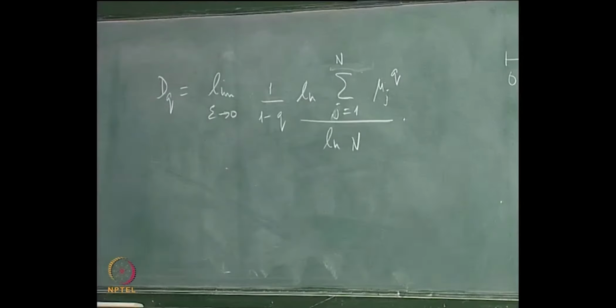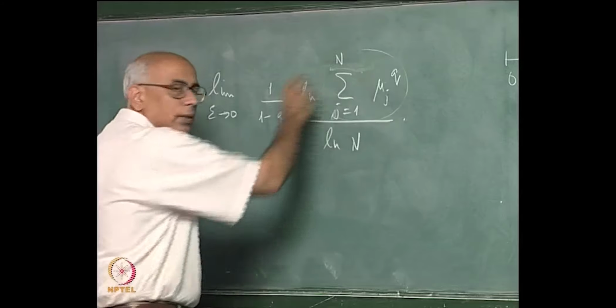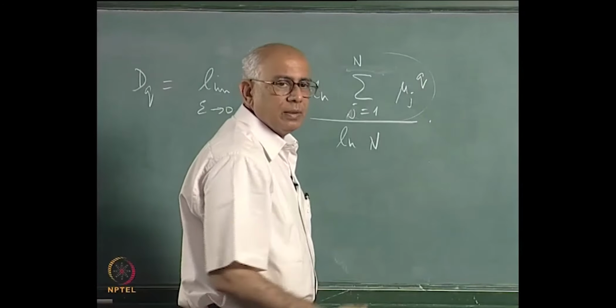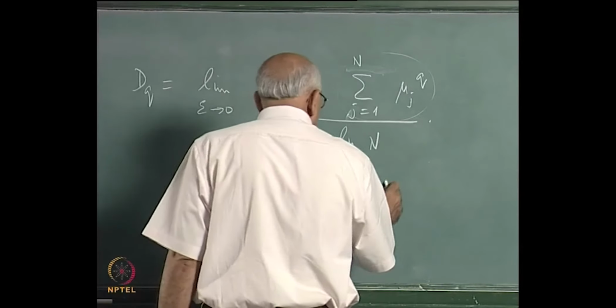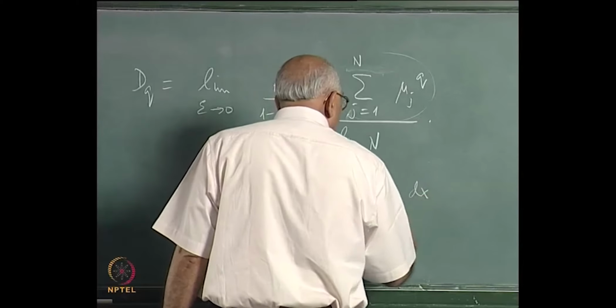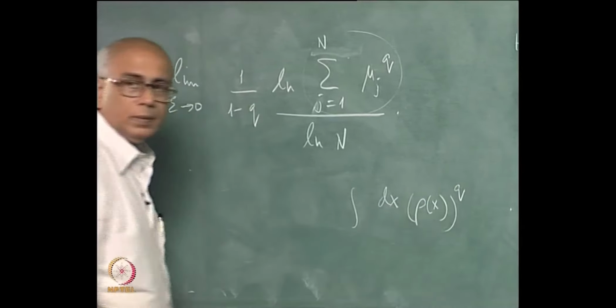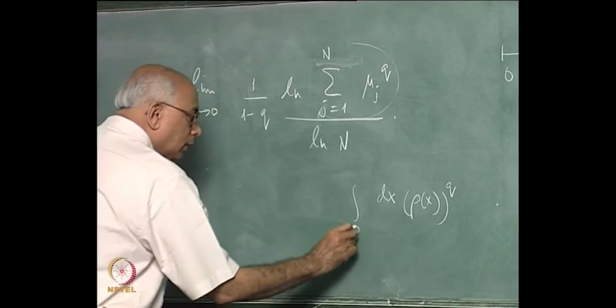Now one might be tempted to do the following, and here is where you have to be careful. One might be tempted to say that this quantity here, the sum as epsilon goes to 0, is really going to some kind of integral. So you might be tempted to replace this summation by an integration of the form dx rho of x to the power q over the full interval from 0 to 1.